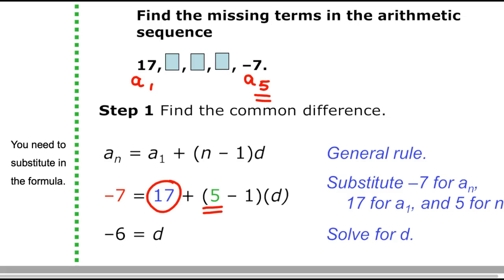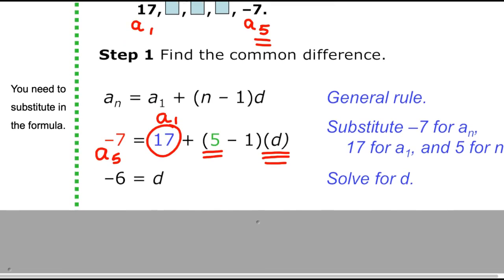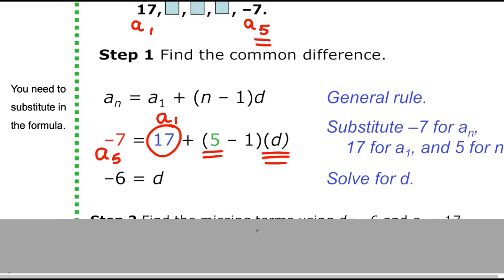They give me the fifth term is -7. This then is a sub 5 here, right? So a sub 5 is -7. A sub 1 is 17. I know that n is 5, so I can solve for my one missing value there, which is the common difference d. If I solve that algebraically, I find that the common difference is -6. Okay.